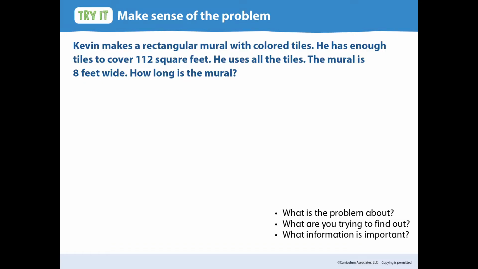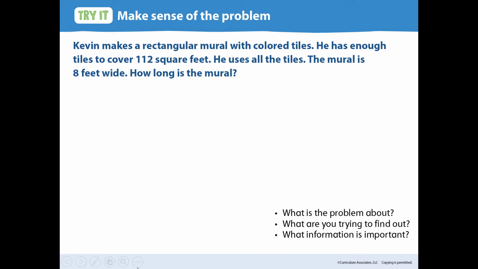Try it. Let's make sense of the problem. Kevin makes a rectangular mural with colored tiles. He has enough tiles to cover 112 square feet. He uses all the tiles. The mural is 8 feet wide. How long is the mural?